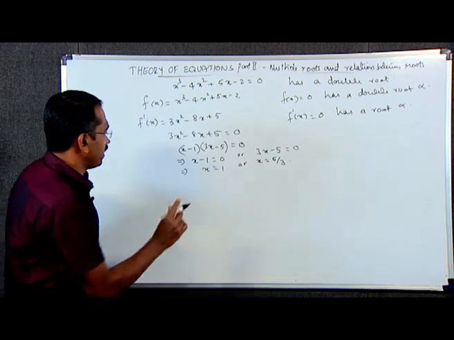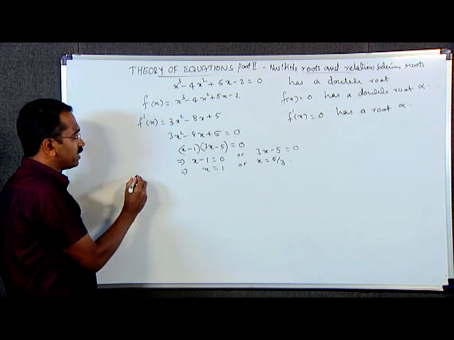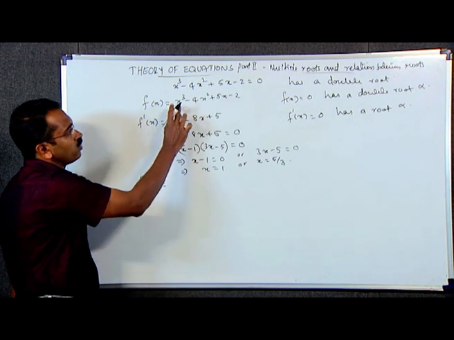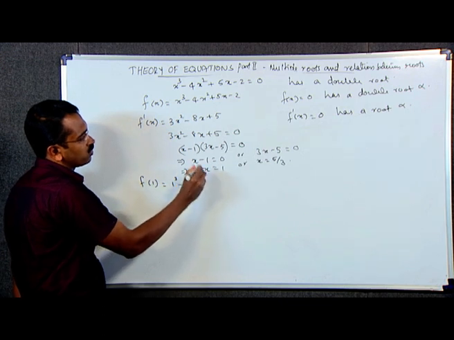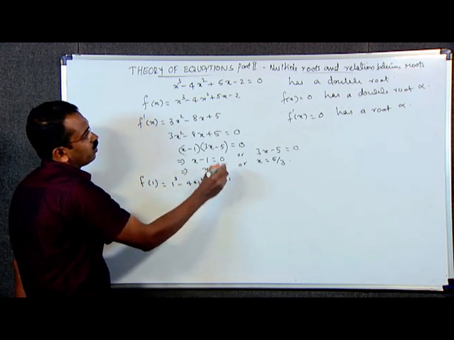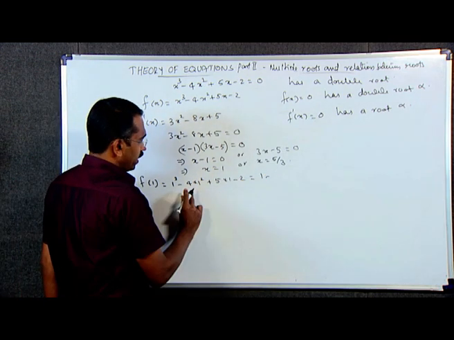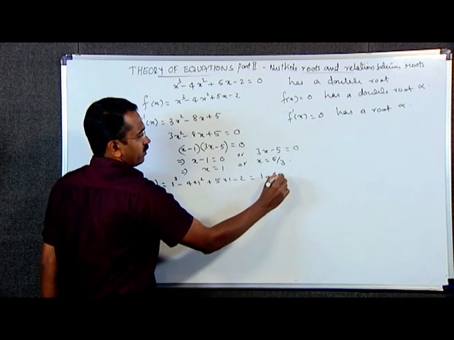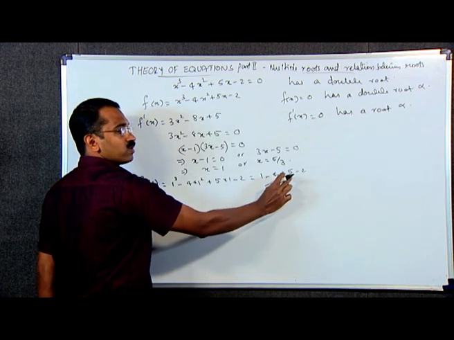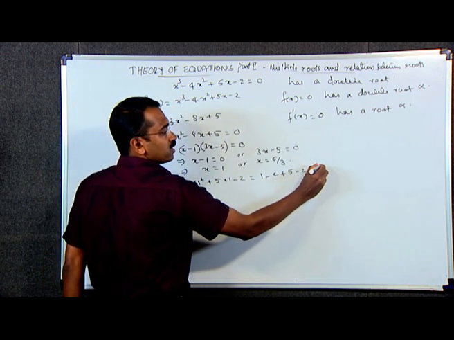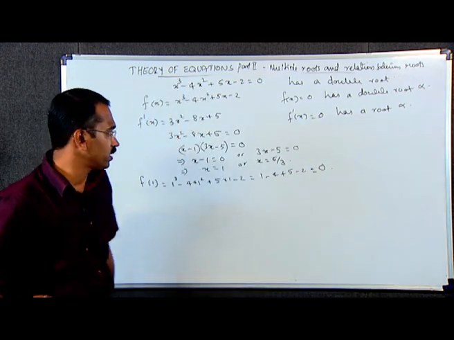Now, we take x is equal to 1 and substituting in this function, we will get f of 1 is equal to 1 cube minus 4 into 1 square plus 5 into 1 minus 2. This is equal to 1 minus 4 plus 5 minus 2, that is minus 3 plus 5 minus 2, that is 2 minus 2, which is equal to 0. Therefore, x is equal to 1 is a double root.